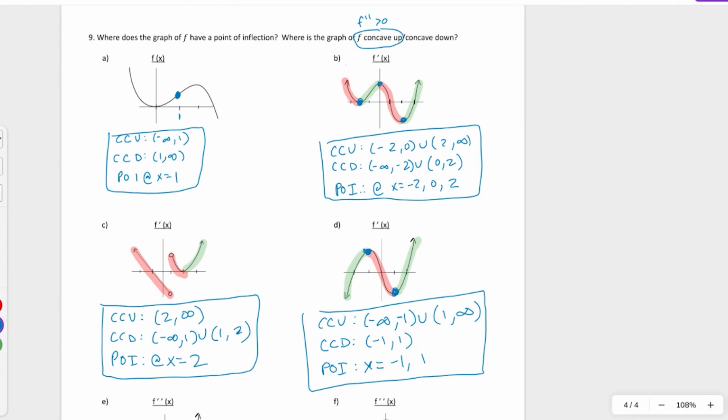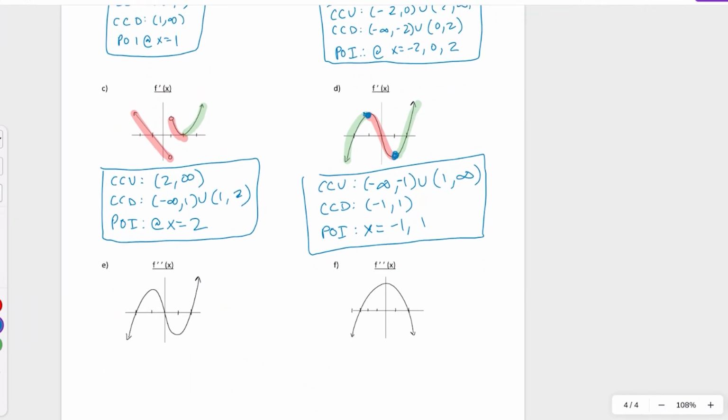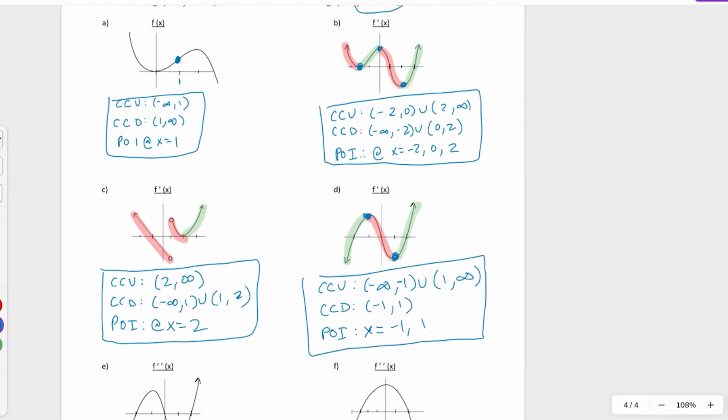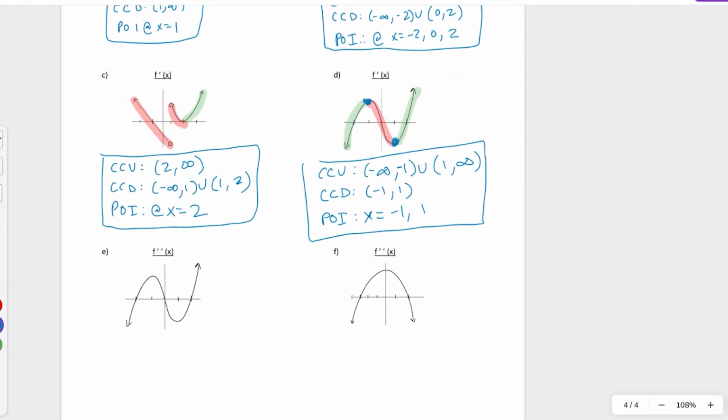All right, last but not least, we have two graphs that are f double prime. This should be the easiest case, because concave up means that f double prime is positive. So f will be concave up when f double prime is above the x-axis, and concave down when f double prime is below the x-axis. And then we'll have those points of inflection when f double prime changes sign. So here we'll have them anywhere we have these x-intercepts where the graph crosses over.